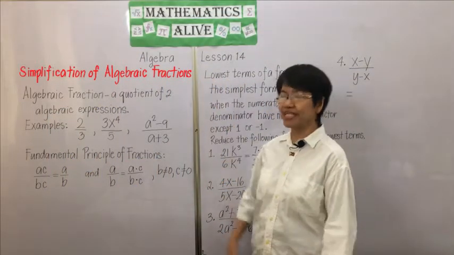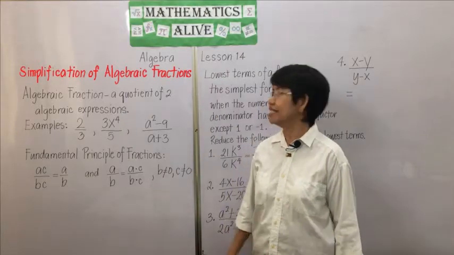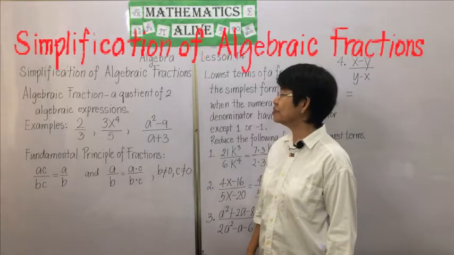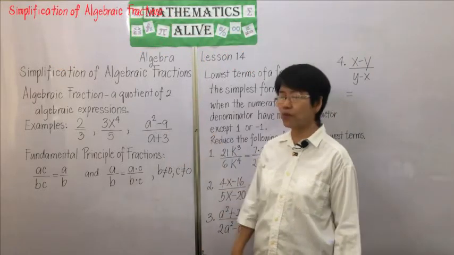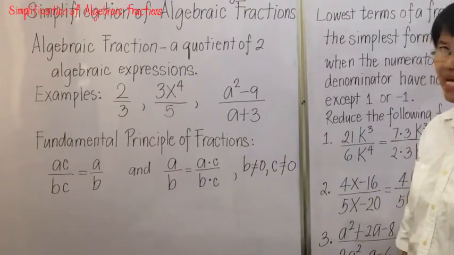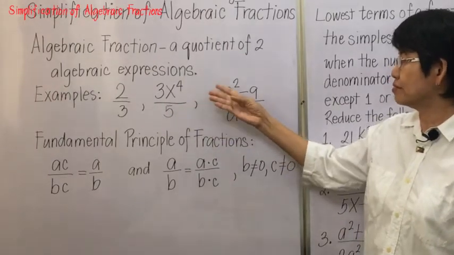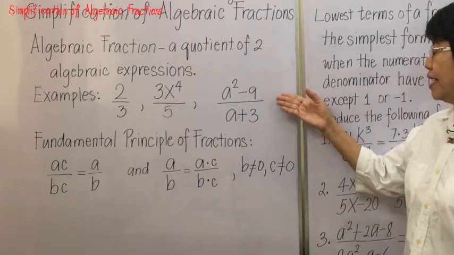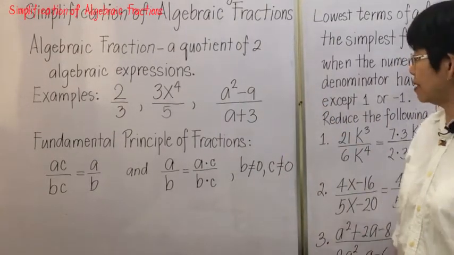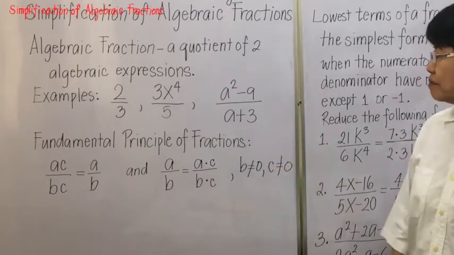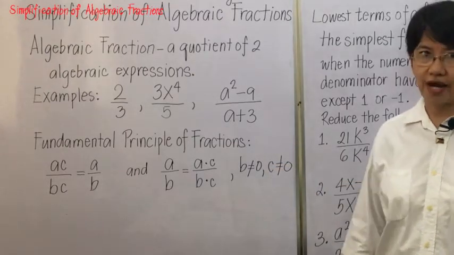Our lesson for today is Algebra Lesson 14, Simplification of Algebraic Fractions. An algebraic fraction is a quotient of two algebraic expressions. Examples: we have 2/3, 3x to the 4th over 5, a squared minus 9 over a plus 3, and we have the fundamental principle of fractions.